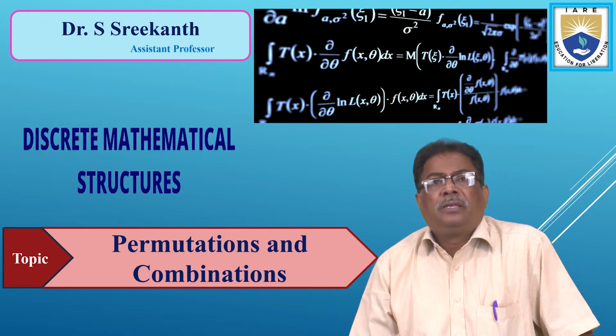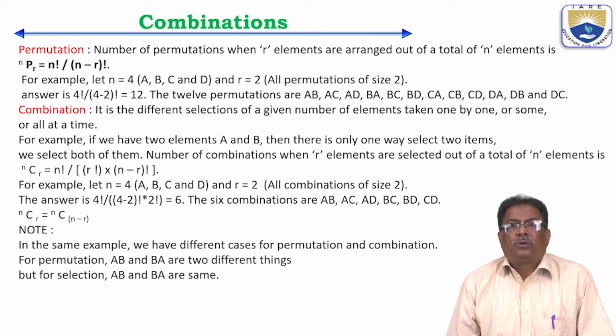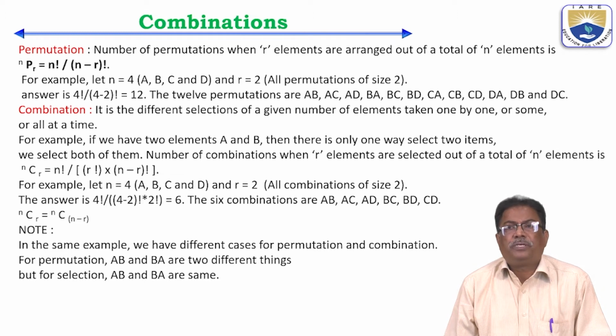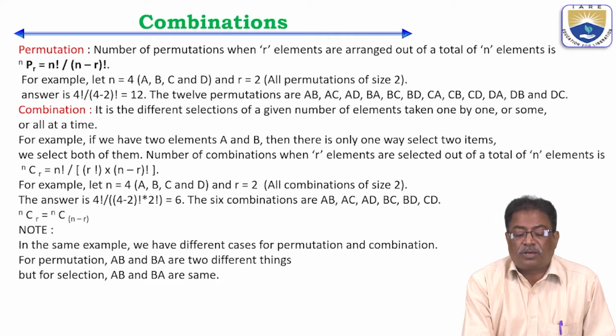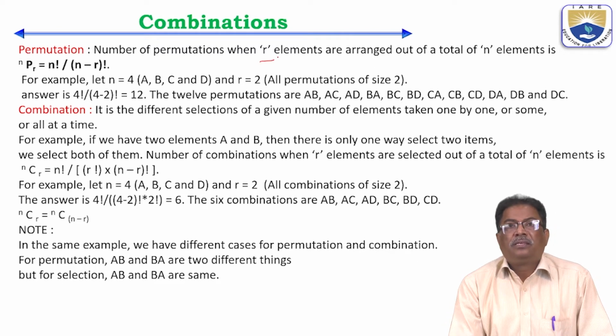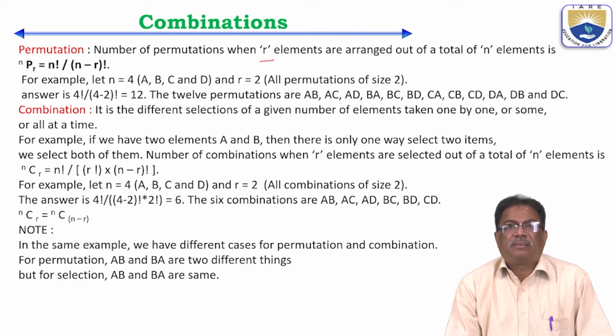Now see, permutation. We know the number of permutations when R elements are arranged, where there are a total of n elements and we arrange R of them, is nPr. That is n factorial by (n minus r) factorial.